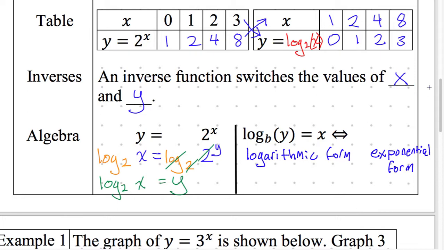Who remembers this? How do I change from logarithmic form to exponential form? B. Oh, careful. Just using b, y, and x now. B to the power of x equals y. Well, I shouldn't say that they're inverses, but they're the same form. You can see that this form right here looks like this form right here. Okay. So far, so good?